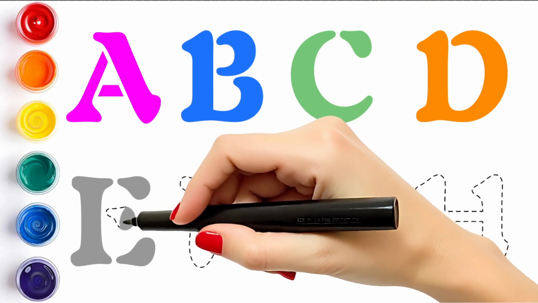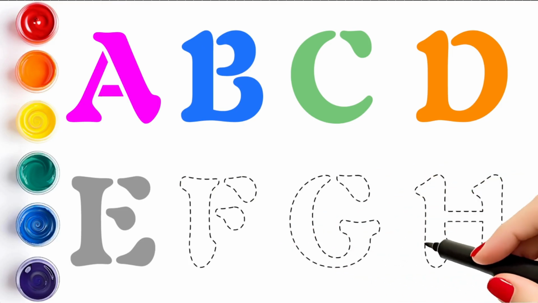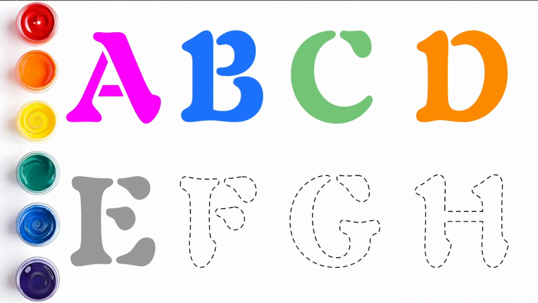E. Gray color. E is for egg, small and oval. It gives us energy and yummy food.